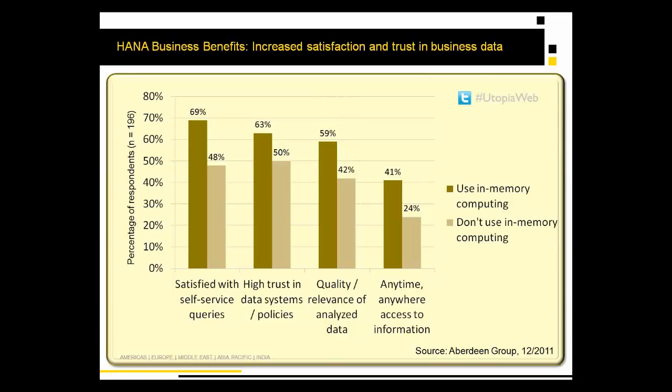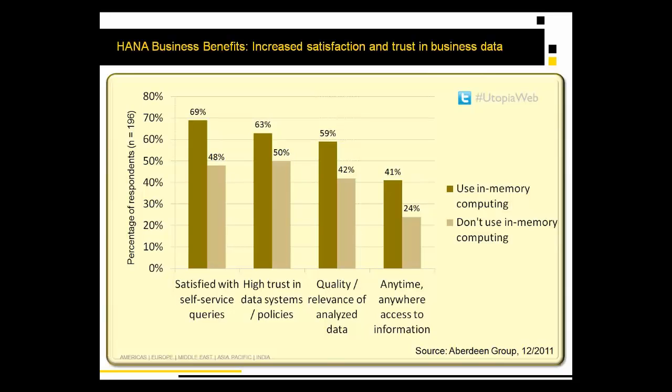But this next one is more telling, and that is, do you have high trust in your data systems and policies? Well, 50% of the non-in-memory respondents said they did, but 63% of the in-memory computing respondents said that they had high trust. And that gets to the fact that you can do your queries faster, you can analyze your information and inspect it in a highly relevant manner. So again, that aids higher trust.